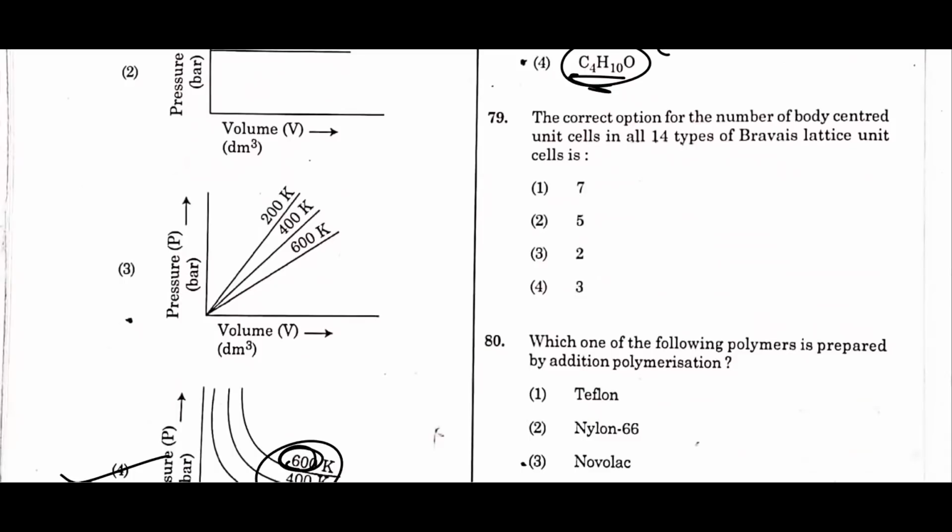The correct option for the number of cubic centered unit cells in all 4 types of Bravais unit cells is, if you observe, in cubic we have a BCC, in tetragonal we have a BCC, in orthorhombic also we have a BCC. So in total there are 3 unit cells which are having a BCC. So option 4 is the correct answer.